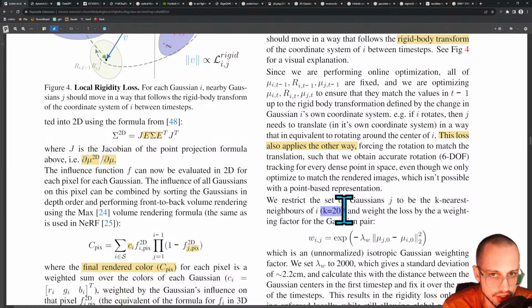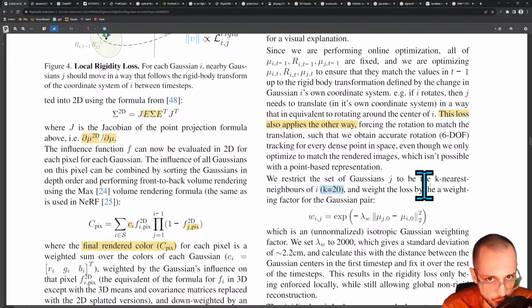So not actually a huge neighborhood. It's actually quite local. So they weren't lying when they said a local rigidity loss. It's not like, for 300,000 individual Gaussian points, I would have guessed almost a k of 100. But here k equals 20, which is actually kind of small.